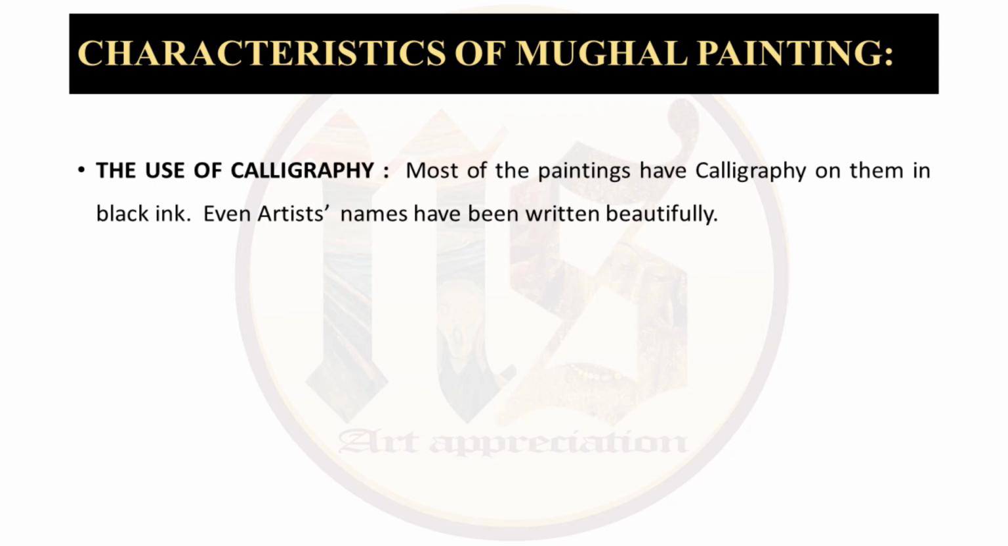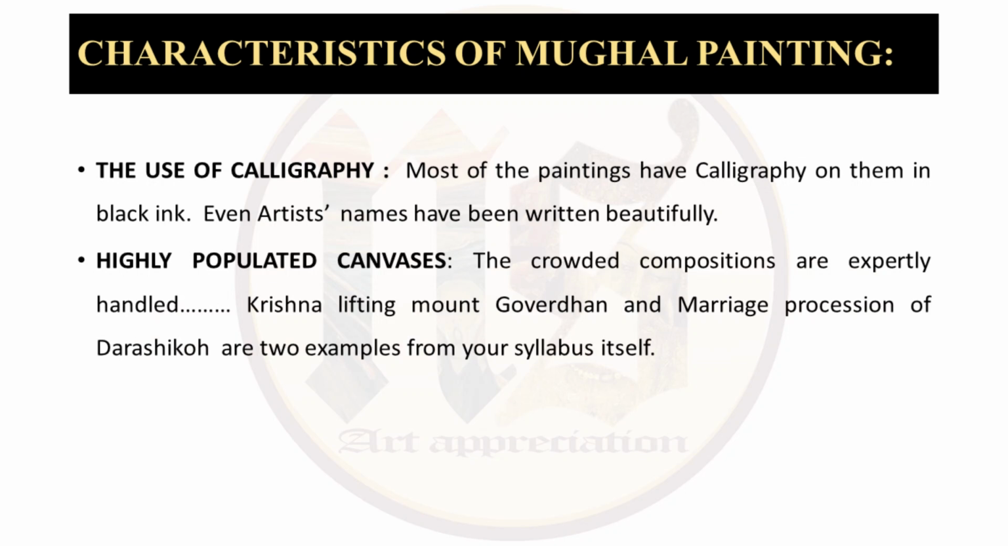Even the artists' names have been written beautifully. The next feature is highly populated canvases or paintings. The crowded compositions have been handled very beautifully. You can see the example of Krishna lifting Mount Govardhan or the marriage procession of Dara Shikoh, where the artist has handled it very beautifully. Even in other paintings where there are multiple perspectives, the artists were real experts in handling a lot of people in the canvas.